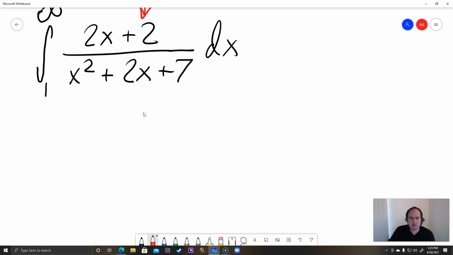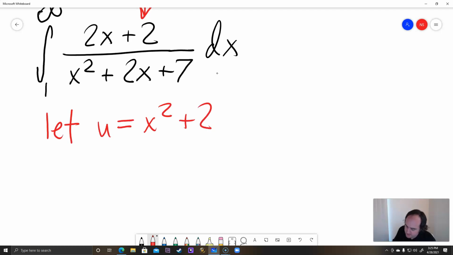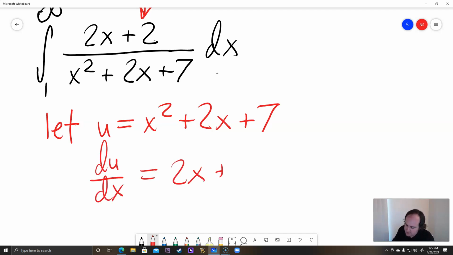So what you're going to do here is let u be the denominator. And the reason you want to let u be the denominator is the derivative of x squared plus 2x plus 7 is actually 2x plus 2. So that's the secret for that one. Okay, so we let u equal x squared plus 2x plus 7, and then we're going to have du dx equals 2x plus 2.